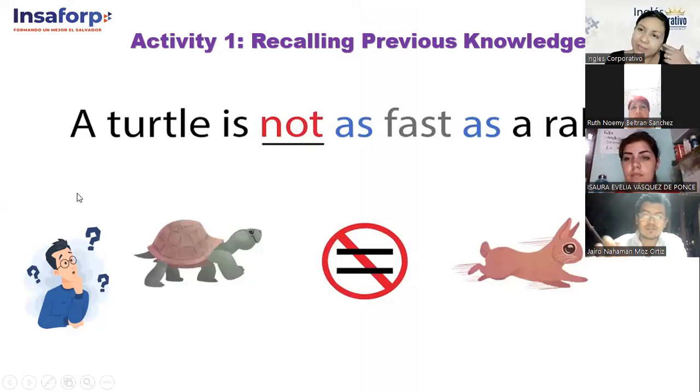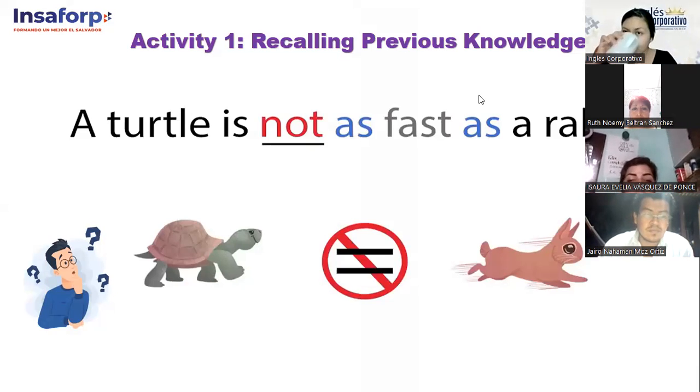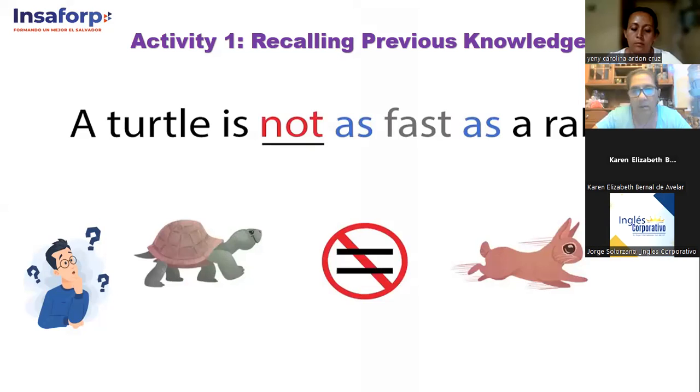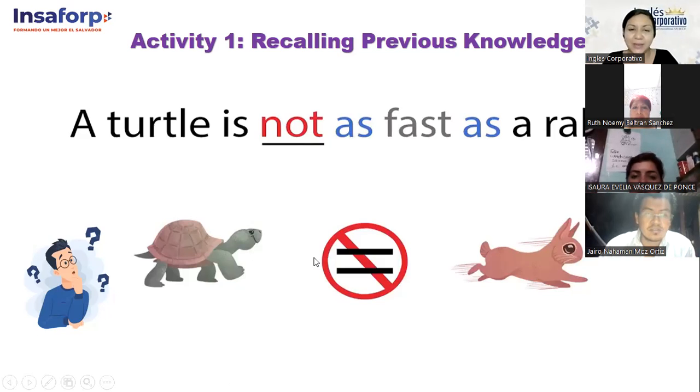do you remember what is a comparison? What is a comparison? I have this picture as an example of a comparison. In this comparison, I am comparing two animals. What are the two animals? Rabbit and turtle. Exactly, the turtle and the rabbit. Are they the same or are they different? Different. We have this sign, right?